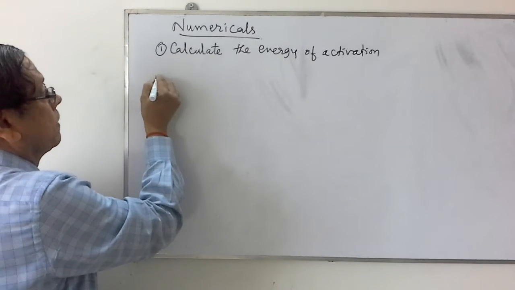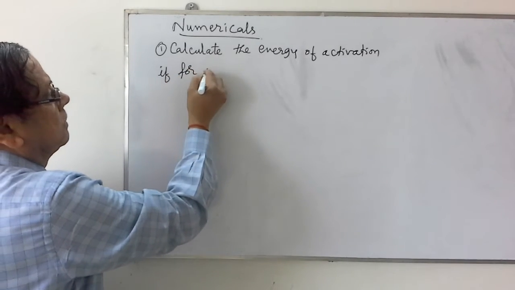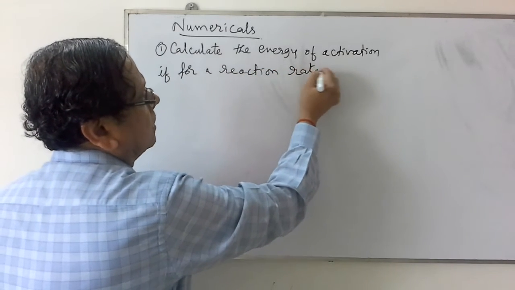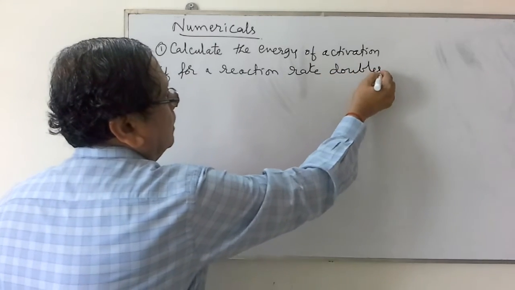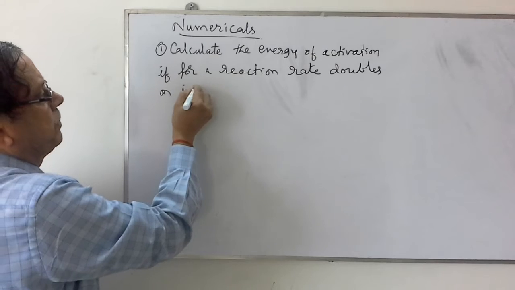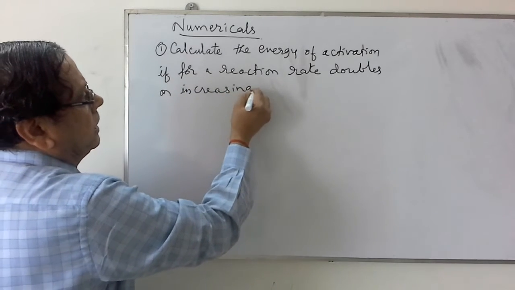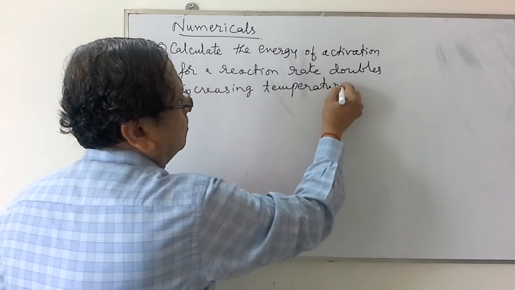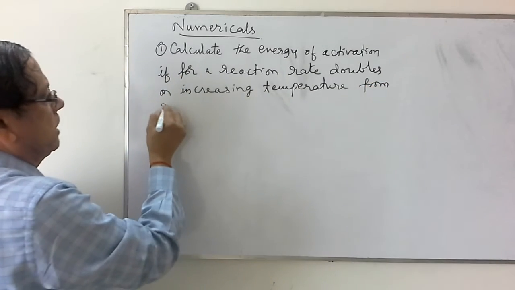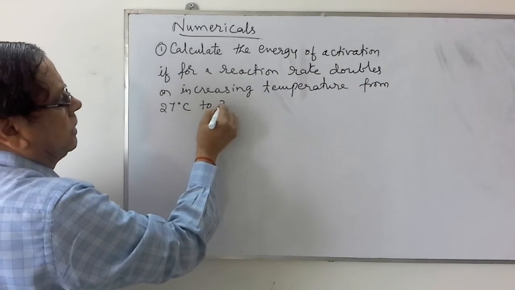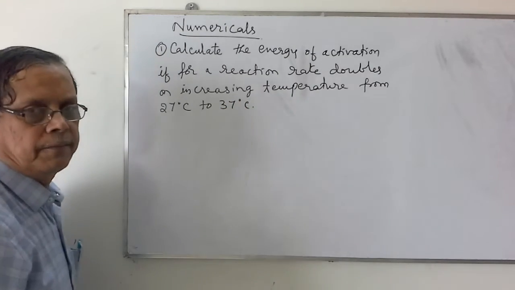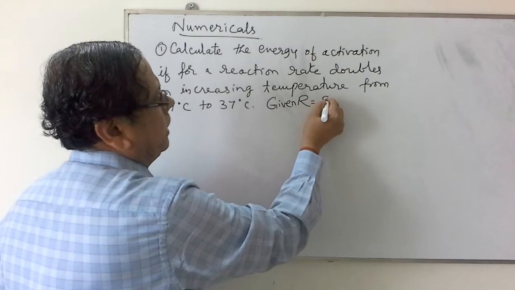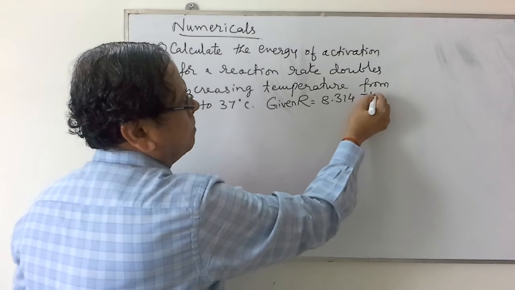If for a reaction the rate doubles on increasing temperature from 27 degree Celsius to 37 degree Celsius. Given R is equal to 8.314 joules per Kelvin per mole.